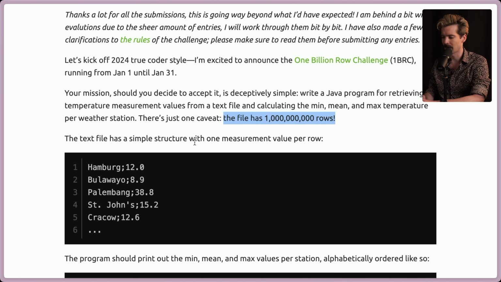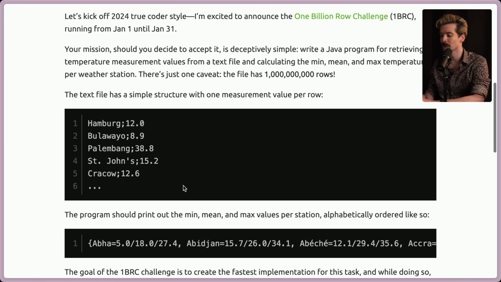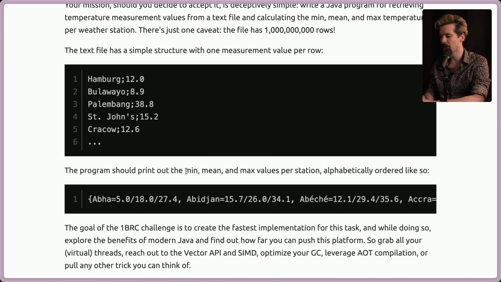A text file has a simple structure with one measurement value per row. You have the name of the city, semicolon, and then the temperature. This isn't really a CSV. Thought it was. Regardless. The program should now print out the min, mean, and max values for each station listed alphabetically. So here's the minimum, the average, and the max for each of these stations.